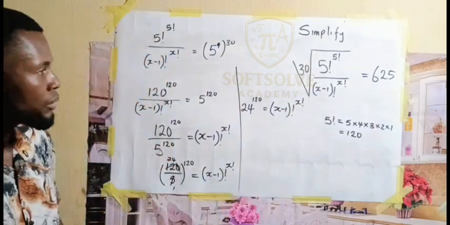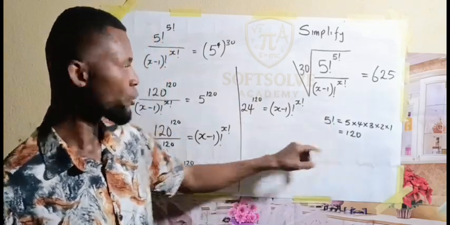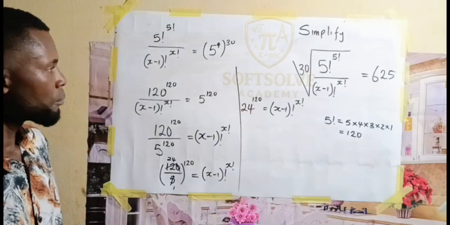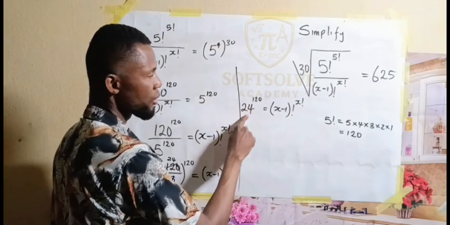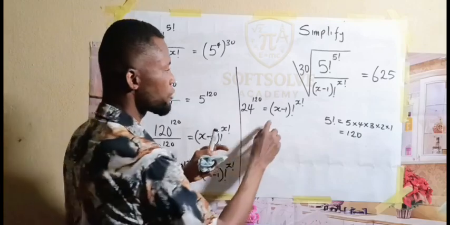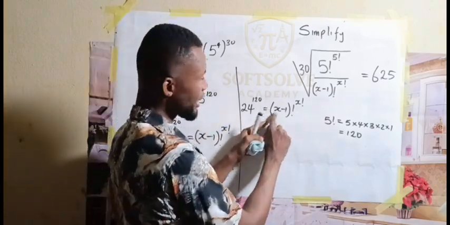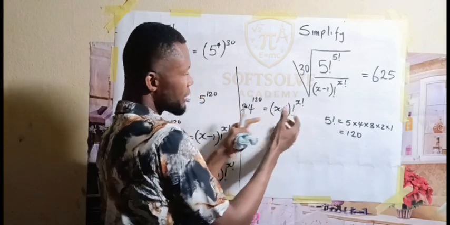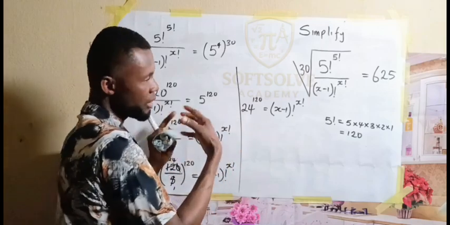Now, we already know that 120 is the same thing as 5 factorial, so I can replace this 120 by 5 factorial. But we have a problem. This is 24. What we want to achieve is to make the left-hand expression be in this form, so that the x, then minus 1, and the x factorial will be a replica of it on the left-hand side.